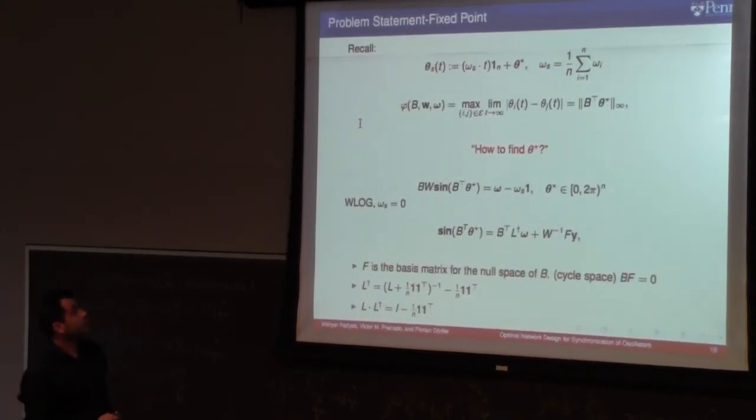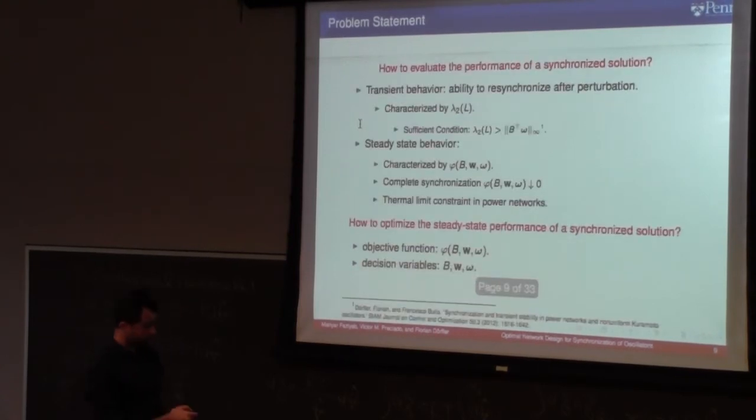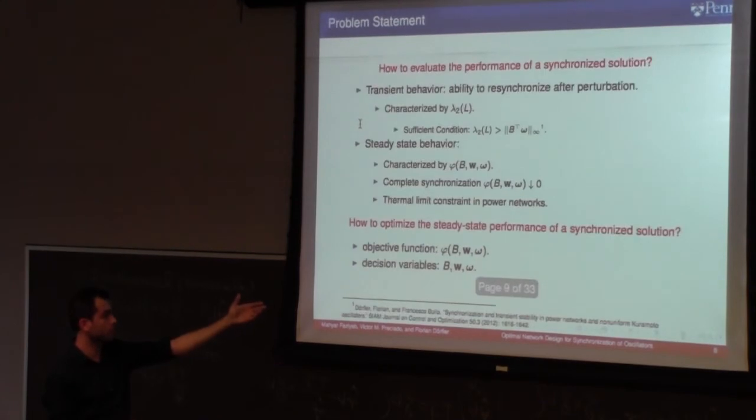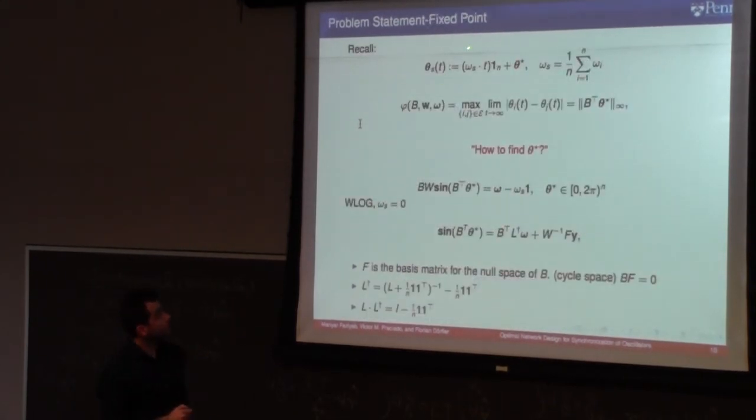So, for doing this optimization, first I need to develop this objective function. What is phi? I don't have a closed form solution for phi, as you remember here. It is the infinity norm of B transpose theta star. I don't know theta star. I should find this explicitly in terms of omega, W, and B, right, in order to do the optimization. Okay, so recall that the synchronized solution is this, and the phase cohesiveness is the infinity norm of B transpose theta star, so we should find theta star.